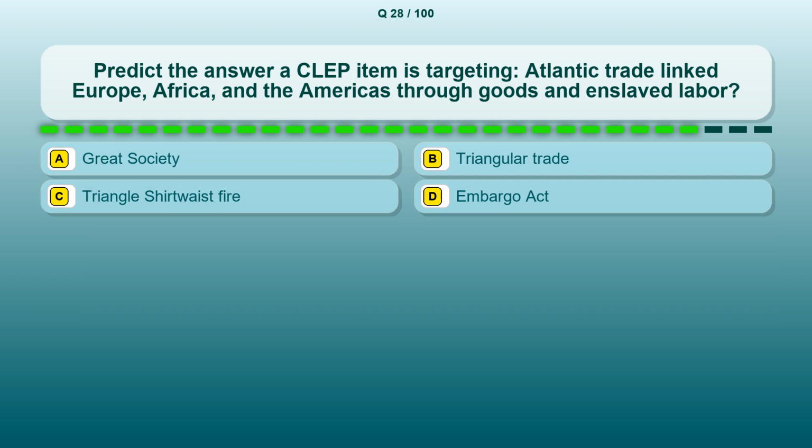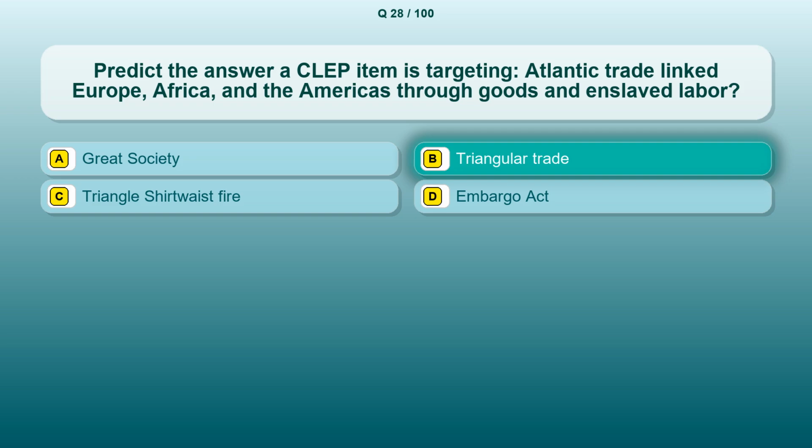Question 28. Predict the answer. A CLEP item is targeting Atlantic trade linked Europe, Africa, and the Americas through goods and enslaved labor. Option A, Great Society. Option B, Triangular Trade. Option C, Triangle Shirtwaist Fire. Option D, Embargo Act.